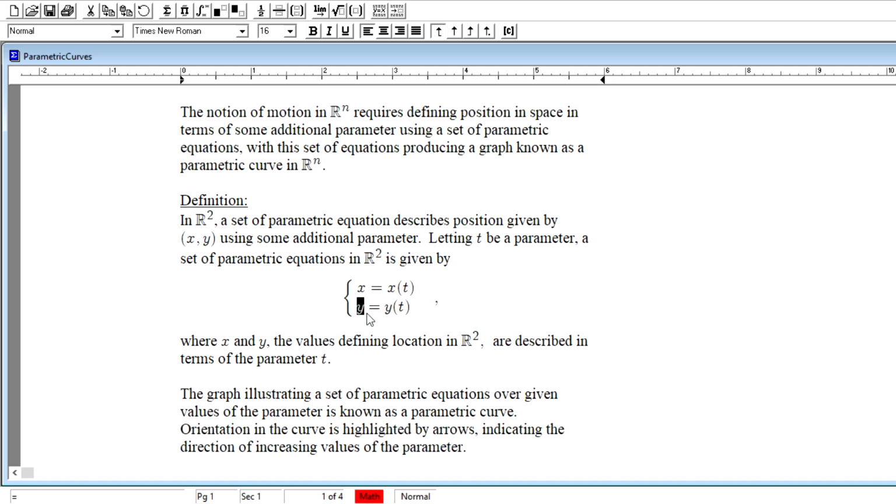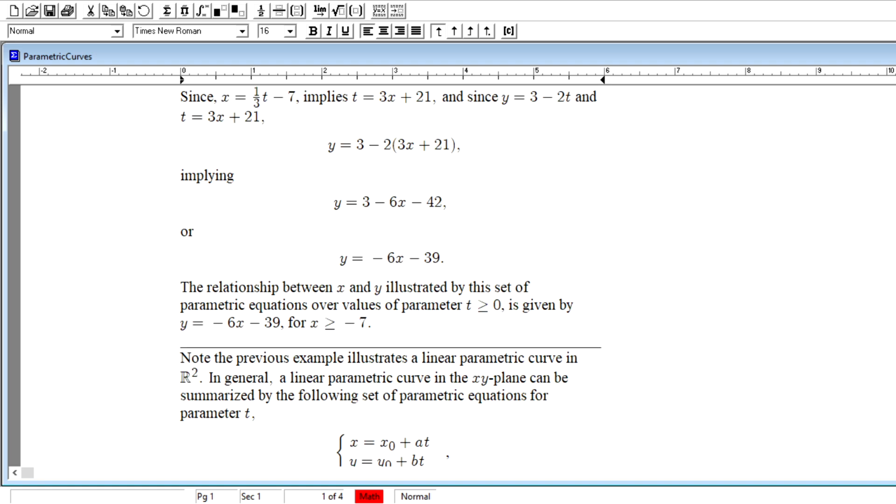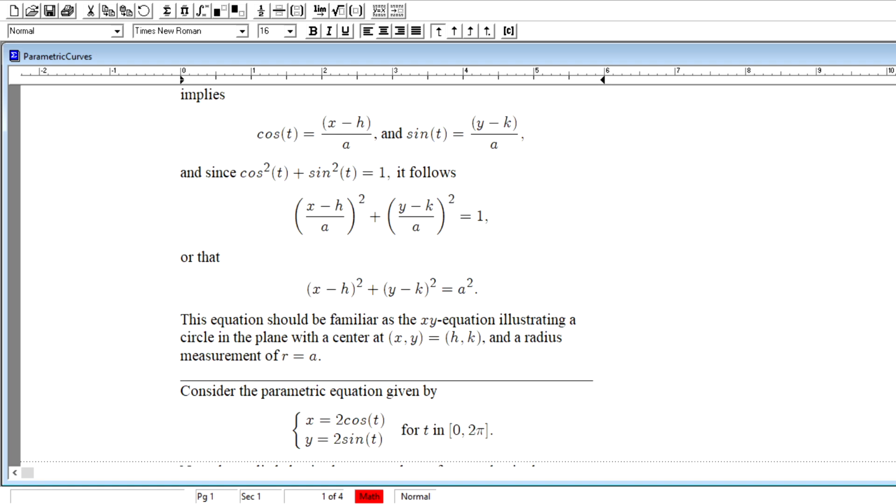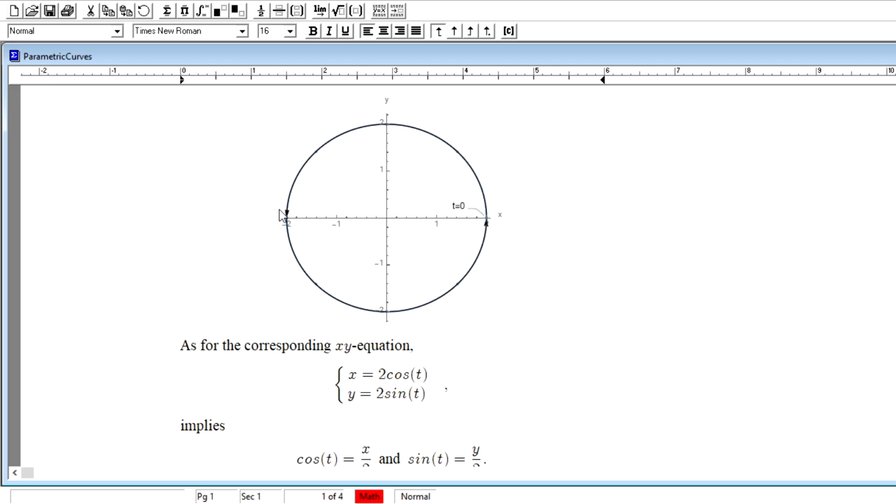is a description of location given for x and y in terms of some additional parameter t. The graph that's produced in two-dimensional space for this parametric description is known as a parametric curve, where we do want to highlight the orientation in this curve. If we go back to this picture, I do have these arrows in my graph illustrating that we cycle around the circle in this direction. That is the orientation of this parametric curve. This being the graph for this set of parametric equations.